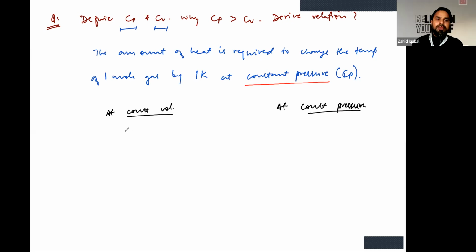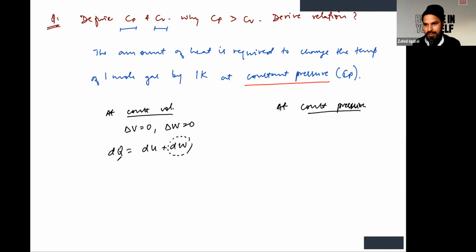At constant volume, change in volume is 0, so work done will be 0. So according to first law, dq is equal to du plus dw. So dw will be 0. So the amount of heat supplied to the system is utilized only in changing internal energy in this part. Is it clear? Yes, sir.